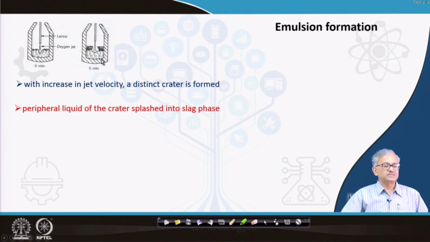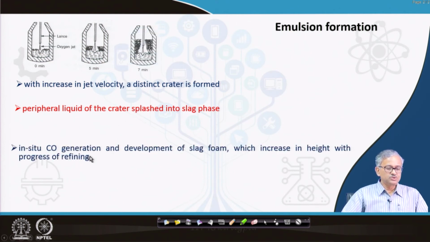And as a result, the slag metal reaction will take place, because the liquid droplets in the slag phase have a large surface area. Mostly it is decarbonization that will take place, because carbon is the major impurity. So, you will form CO gas there, that is in situ CO generation, and a slag foam will form. Slag foam means slag and gas bubbles, that is CO bubbles, forming a foam.